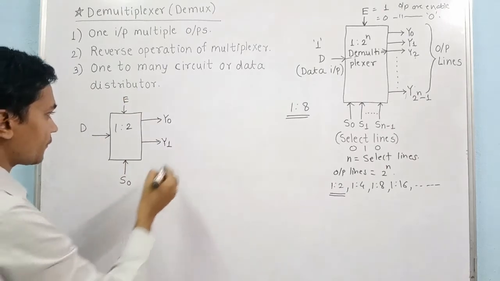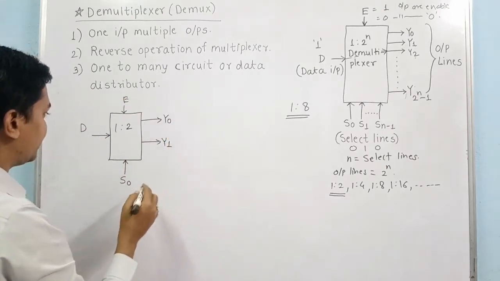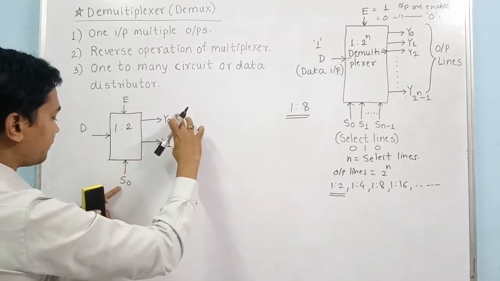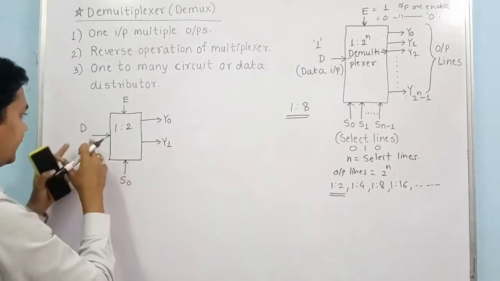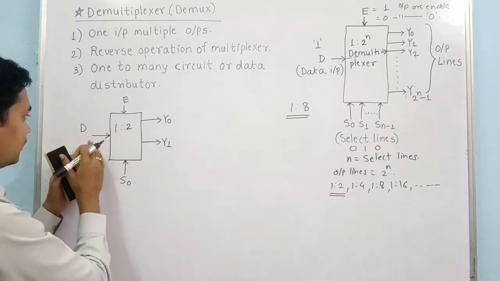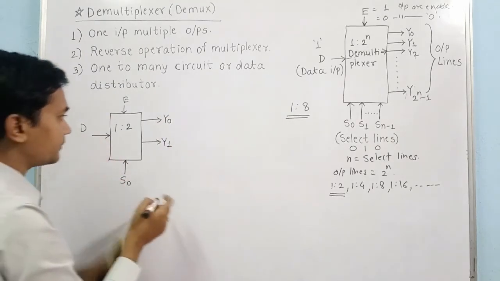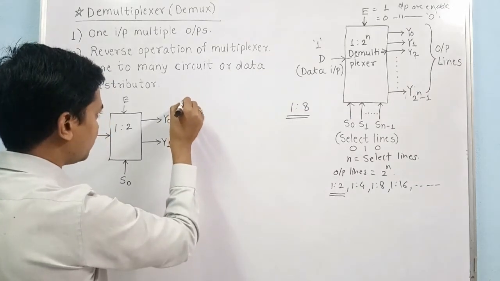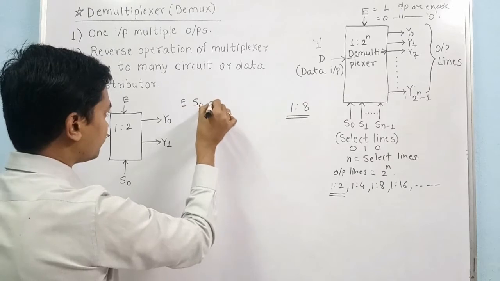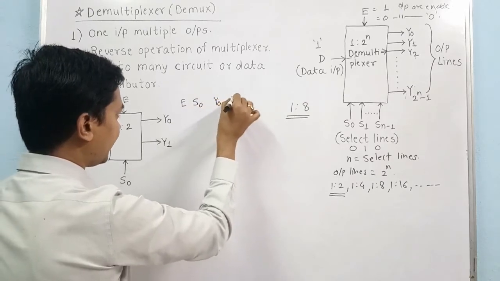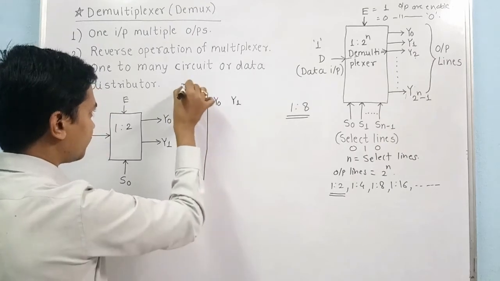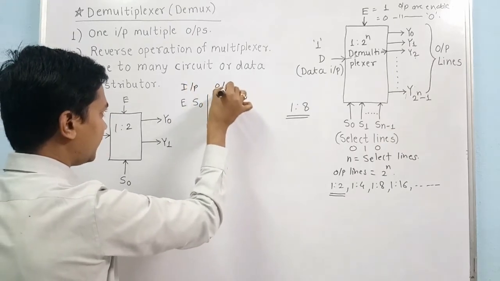Now we will draw the truth table with E enable, S0, and Y0, Y1. Anyhow the D is going to be sent over the output line, so we don't care about D. First of all we should have the signal E, then S0, then Y0 and Y1. These are the input lines and these are the output lines.